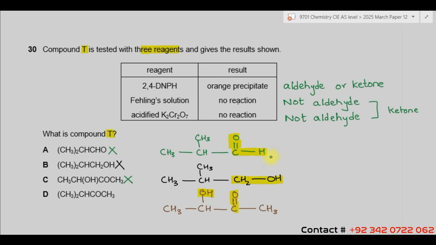Last one is CH3, CH, CH3, C double bond O, CH3. Functional group here is ketone. So all three results are positive with ketone. It can give positive result with orange 2,4-DNPH. It will not give any reaction with phthalate solution. It will not give any reaction with acidified potassium dichromate. So correct answer is D.